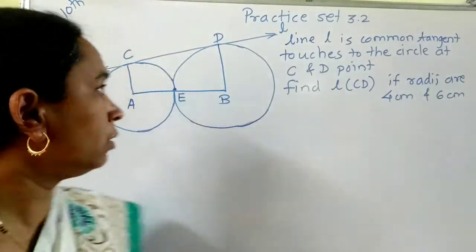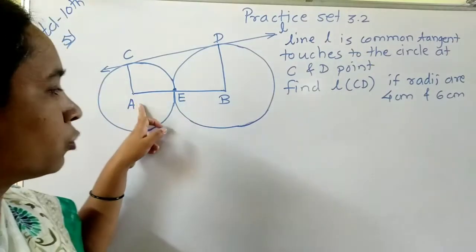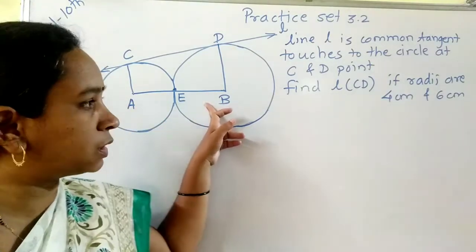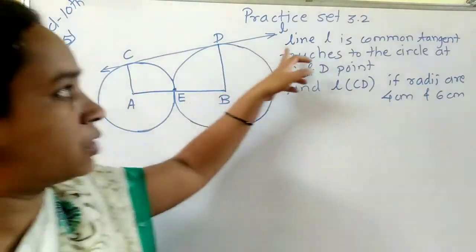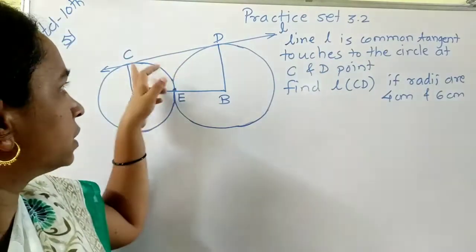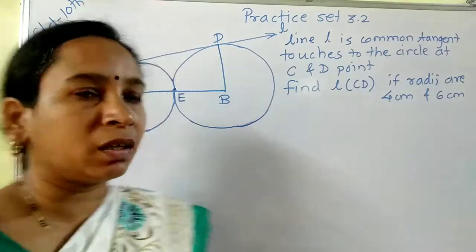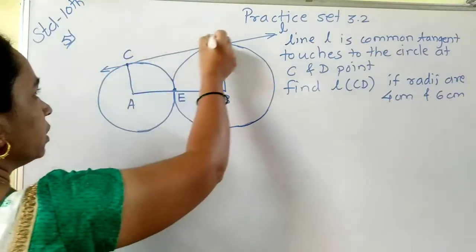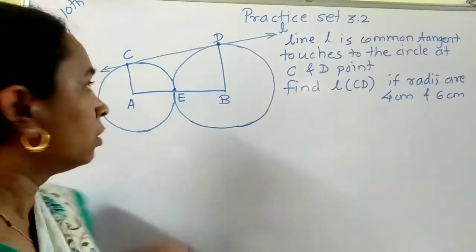In the fifth example, here are two circles with different radii. The first is 4 cm, and the radius of this one is 6 cm. They touch each other externally and they have a common tangent. Line L is a common tangent, touching the circles at points C and D. We have to find the length of CD. Means from this point, what is the measurement up to here? So CD's distance we have to measure.